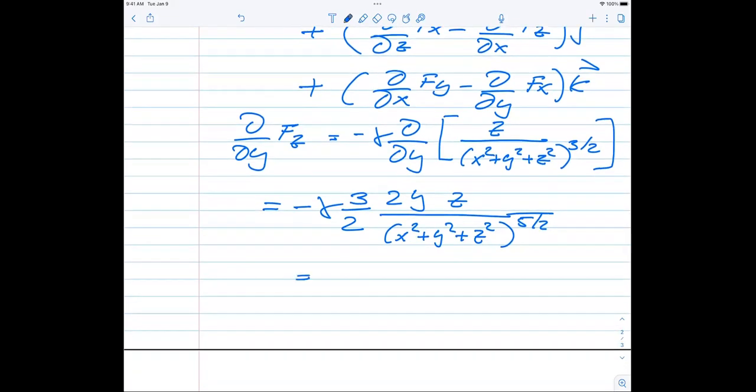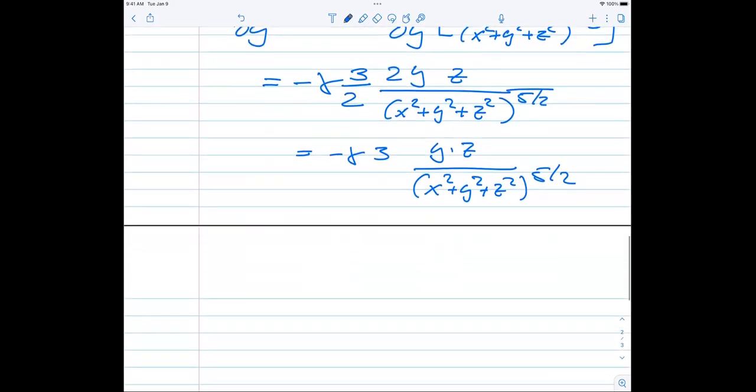And I can simplify, so I get minus gamma times 3 times y times z, and I have my r, which, well, let me just write it out in terms of x squared, y squared, etc. So I have x squared plus y squared plus c squared to the 5/2.